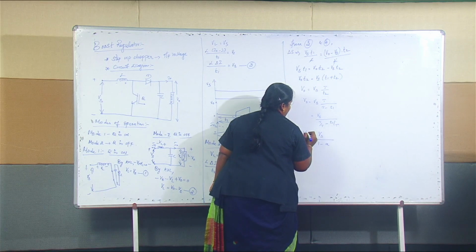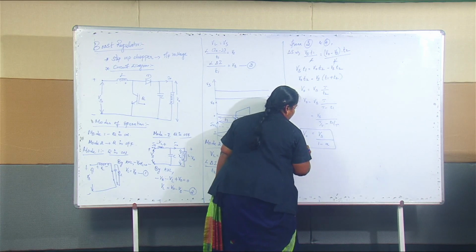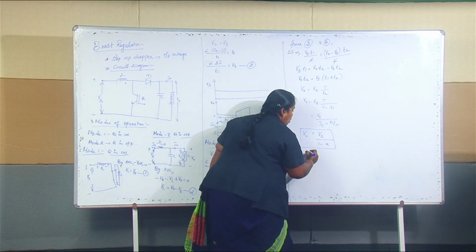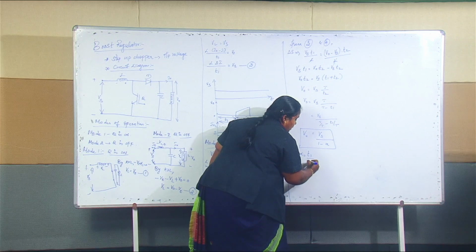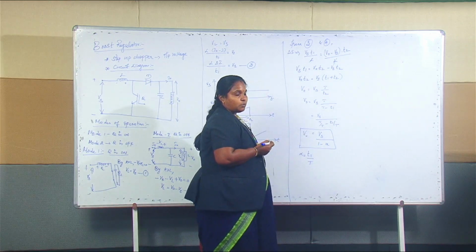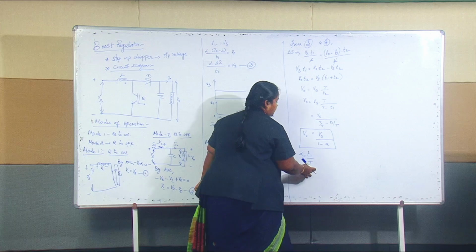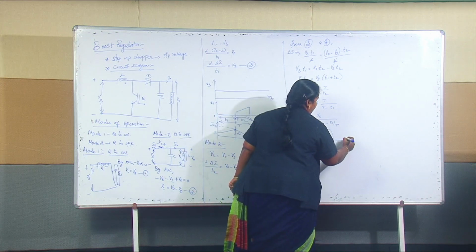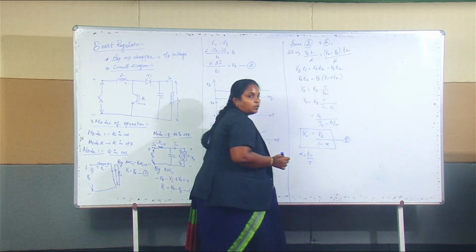We have seen what alpha is. Alpha is nothing but the duty ratio. It is the ratio of the total turn on time period to the total time period. So alpha is equal to T1 by T. From this we found the expression for the output voltage.